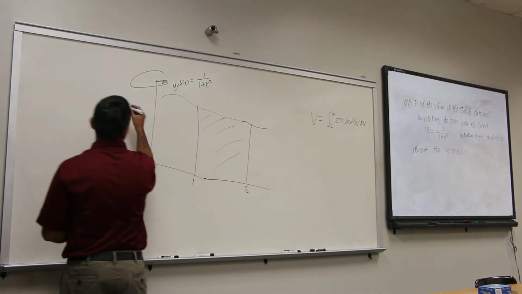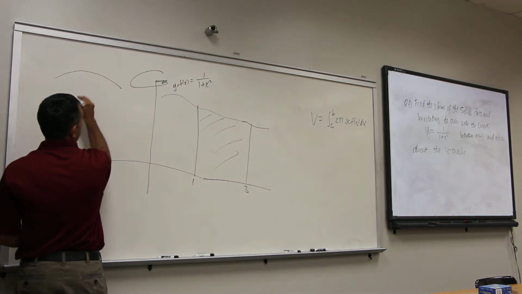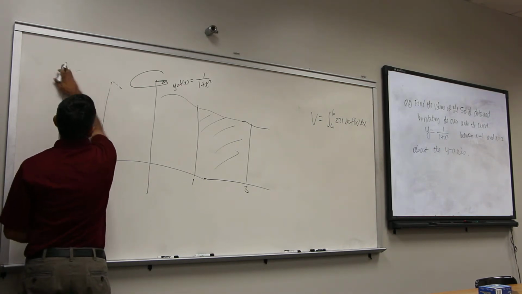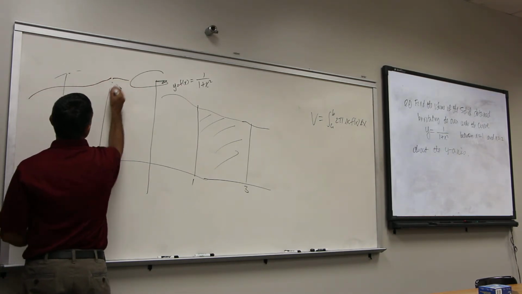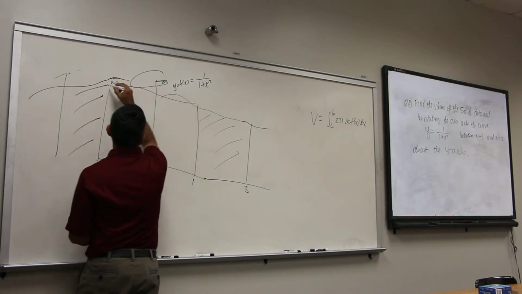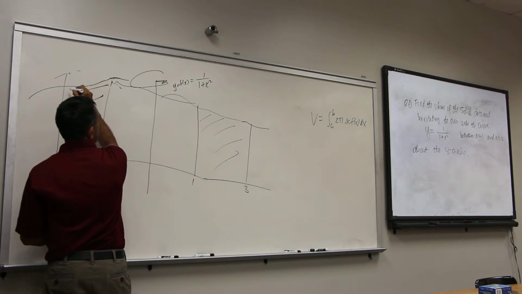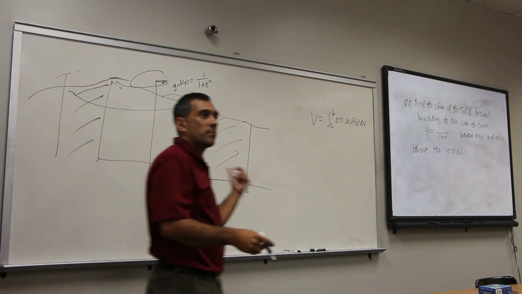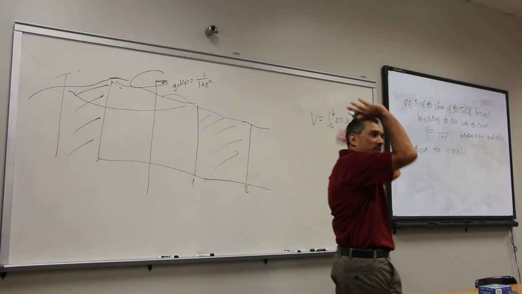Okay, so we're going to rotate about here. I'm going to create a volume. I'm going to create a volcano. How much lava is left in the volcano after it's been shot out?